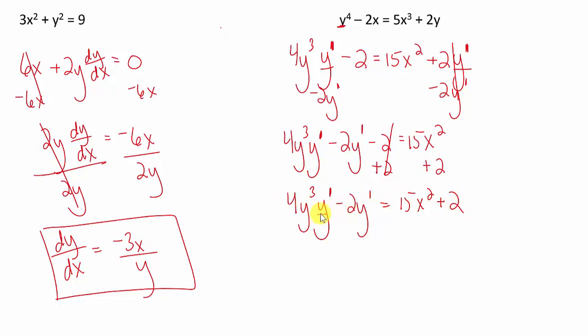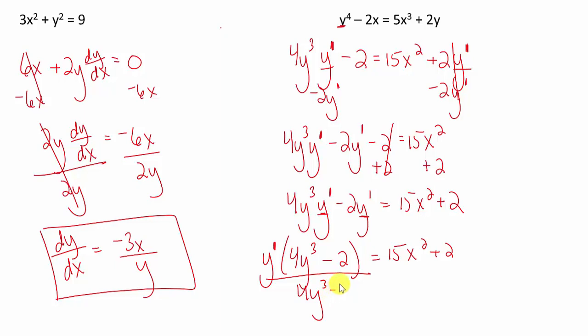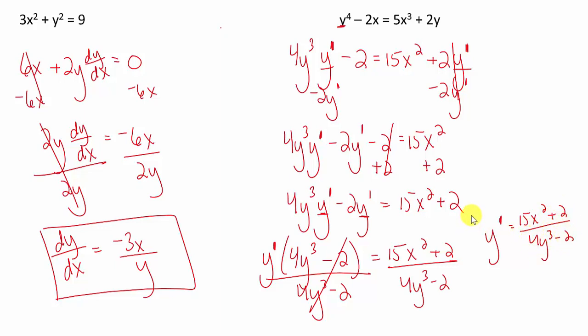And so at this point, I have a y prime here and a y prime here, and all of my terms on this side have y prime. So I can take y prime out as my greatest common factor. That would leave me with 4y cubed minus 2 on this side equals 15x squared plus 2. And since I want y prime by itself, I can divide by everything you see inside the parentheses, which is 4y cubed minus 2. So what I'm left with is y prime is equal to 15x squared plus 2 over 4y cubed minus 2. So that is the derivative of what we started with.